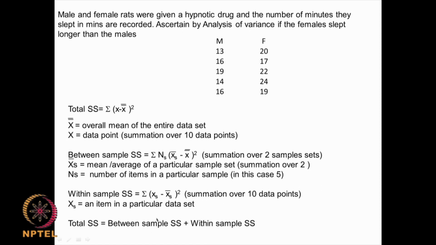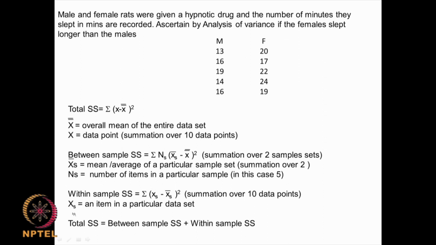How do you calculate the total sum of squares? It is the summation of x, any of the values, minus x double bar. X double bar is the overall mean. You will have a mean for male, that means if I add these 5 and divide by 5, I will get some mean, I will call it x bar. I will have a mean for female, and a mean for male. If I take the mean of these two means, I will get the total mean, the overall mean, or I add up all these and divide by 10, I will also get the overall mean. So, the number of data points is 10.